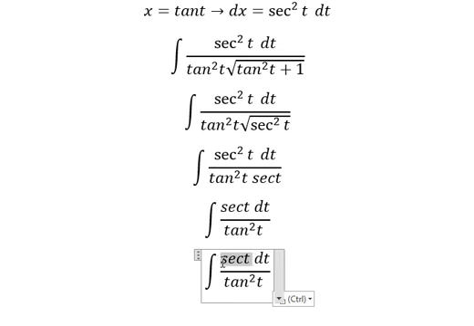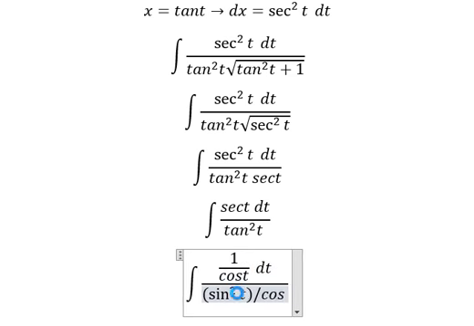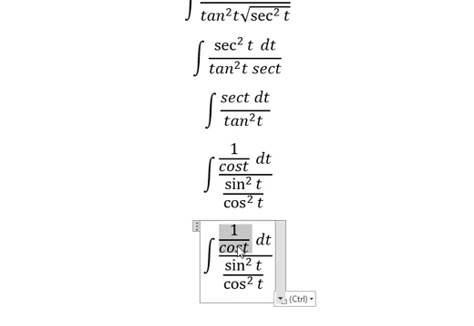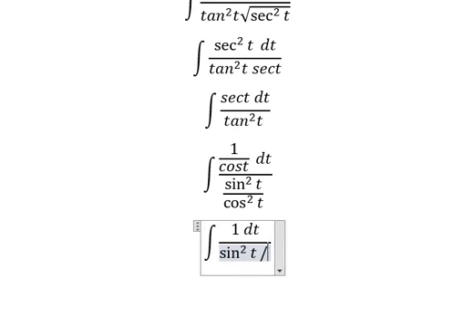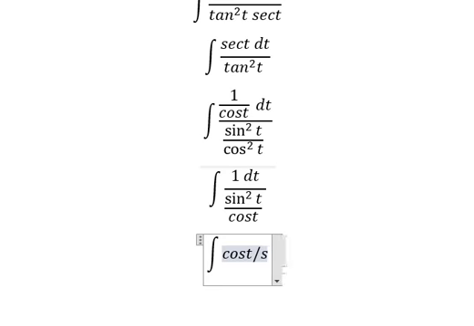Secant of t we change to 1 over cosine t. This one we change to sin t squared over cosine t squared. Cosine t we simplify. And this one we can write into cosine t over sin t squared, because this one is in the denominator of the denominator, so we put this one to the numerator.